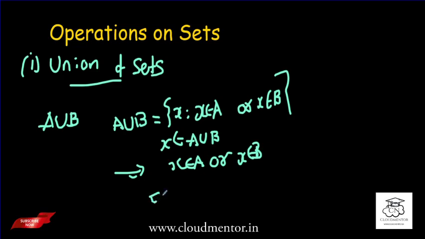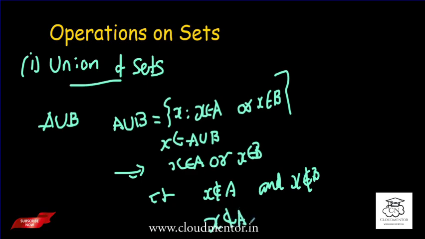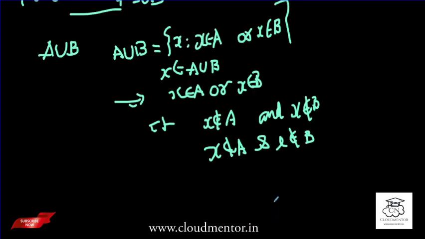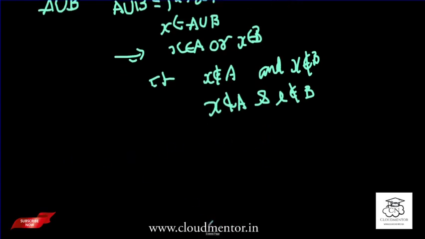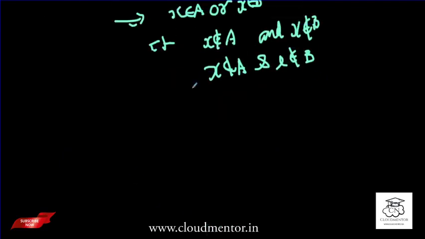And if x is not an element of A and x is not an element of B, then x is not an element of A union B. The Venn diagram of A union B can be drawn like this. I am drawing different situations of the Venn diagram for the union of two sets.